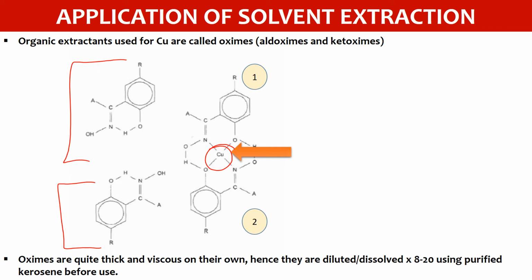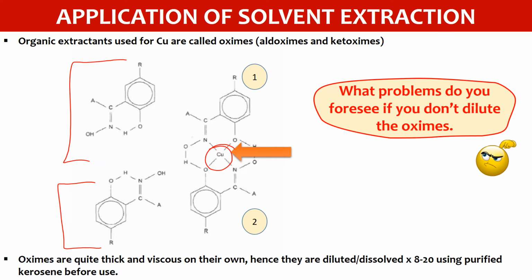Okay. Right. So oximes are quite thick and viscous on their own. Hence, they need to be diluted. We talked about this in one of the slides. They're actually diluted 8 to 20 times using paraffin or kerosene. That's before you use them.